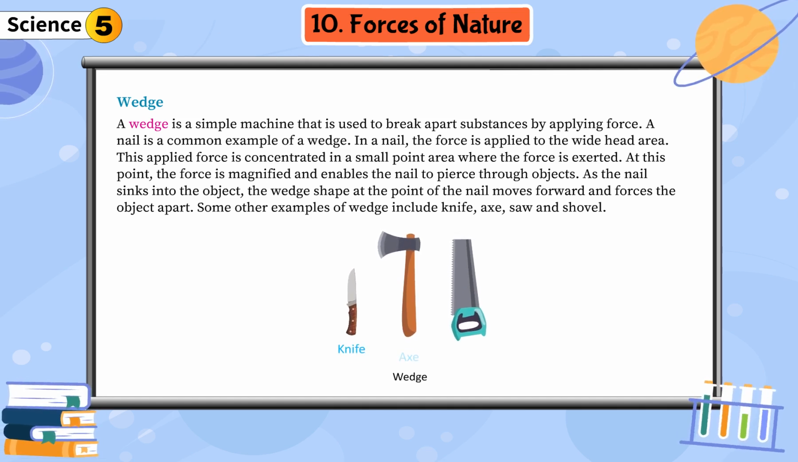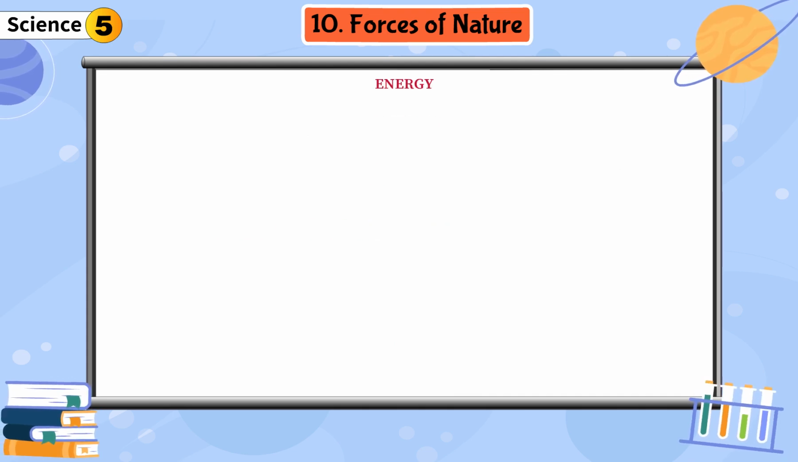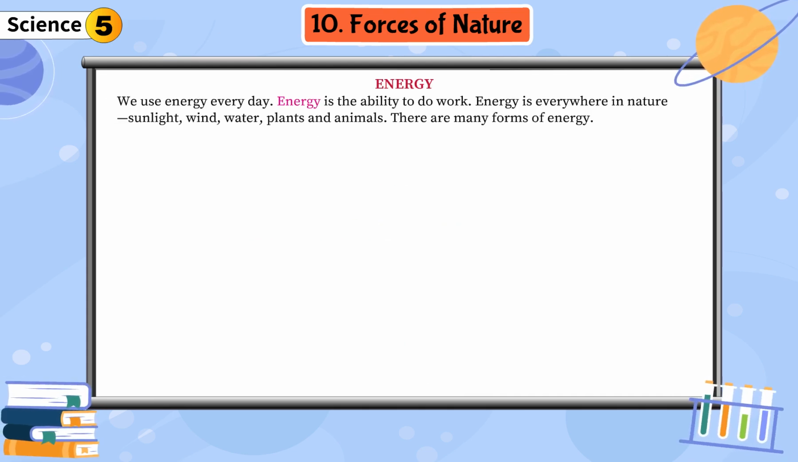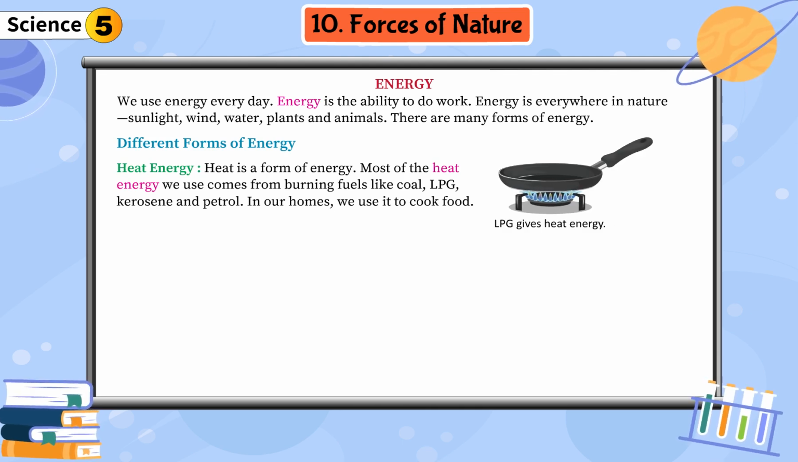Wedge. A wedge is a simple machine that is used to break apart substances by applying force. A nail is a common example of a wedge. In a nail, the force is applied to the wide head area. This applied force is concentrated in a small point area where the force is exerted. At this point, the force is magnified and enables the nail to pierce through objects.